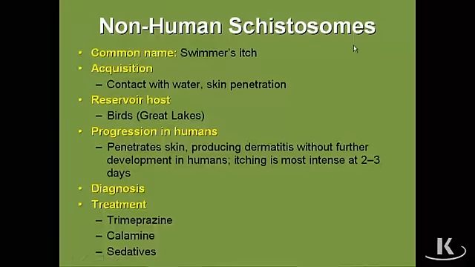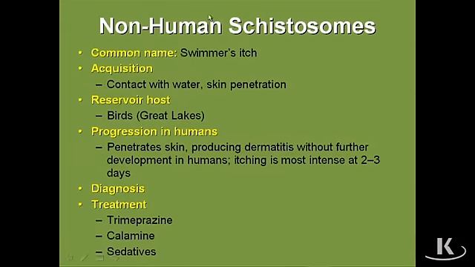They can't complete the life cycle. So in this case, they just produce this intense dermatitis. They can't complete the life cycle because they're out of their normal host. So with non-human schistosomes, what you're going to see is something called swimmer's itch, where you get intense dermatitis at about 2 to 3 days after the acquisition of that infection.